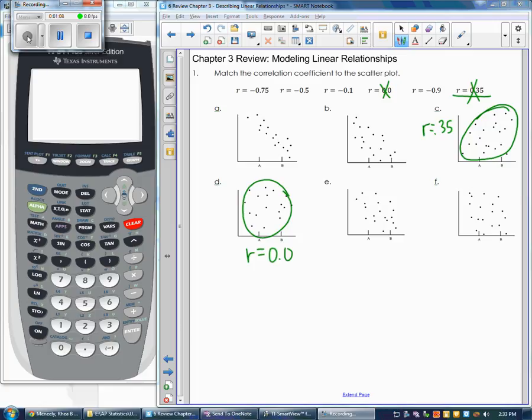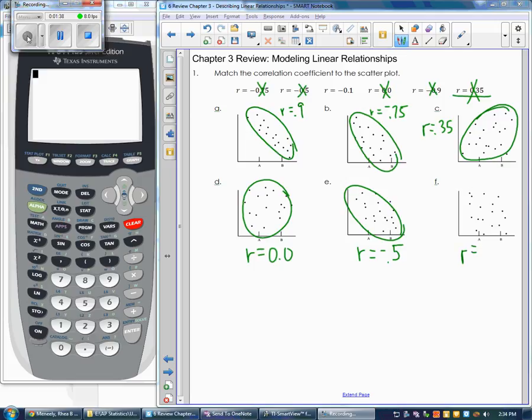So I'm going to start with the one that is the strongest. And I know that's going to have a correlation of negative 0.9. The one that's most linear is going to correspond to letter A. And then I'm just going to go in decreasing strength. It looks like B would be the next strongest, and I'm going to call that r equals negative 0.75. And then the next strongest would be, it looks like E, which I would say is negative 0.5. And then the one that is the least strong would be r equals negative 0.1.